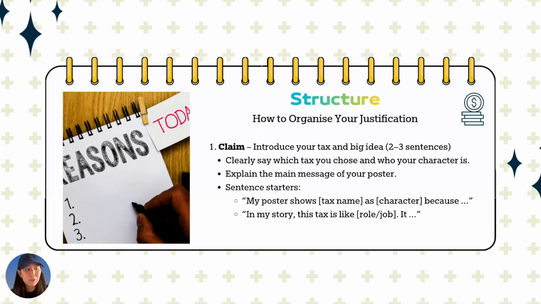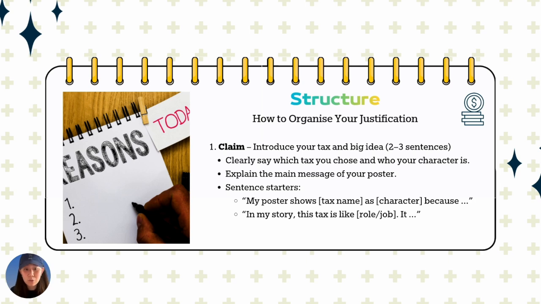So on the next few slides, I'm going to show you a simple structure to organize your justification, so you can follow this as a checklist when you write. We start with the first step, claim: introduce your text and the big idea. For this part, you write 2 to 3 sentences. Your job here is to clearly say which text you chose, introduce who your character is, and explain the main message of your poster. On the slide, you can see sentence starters you can borrow.